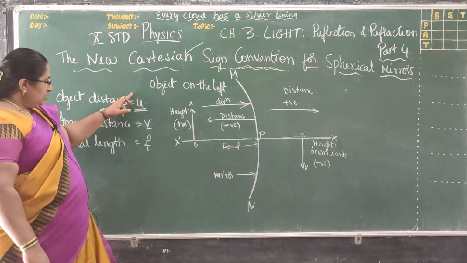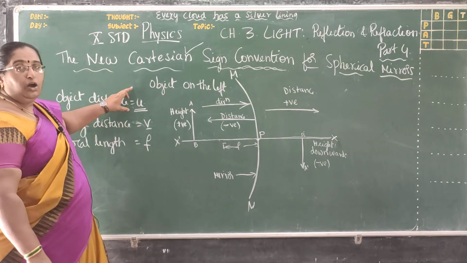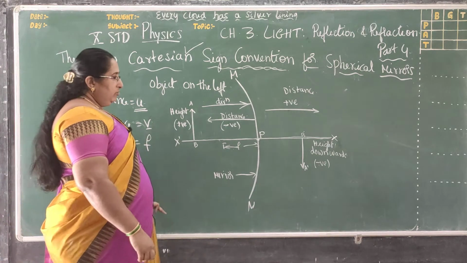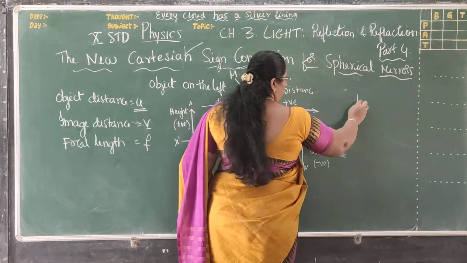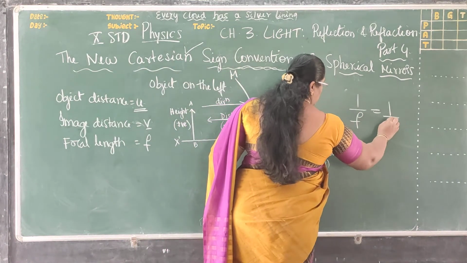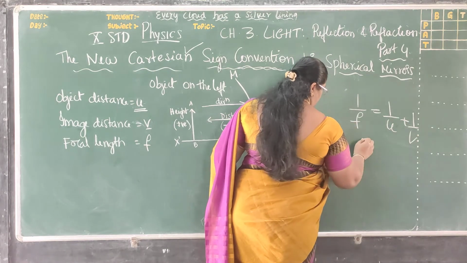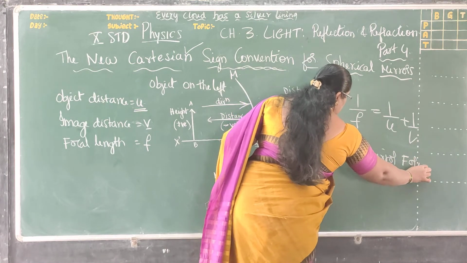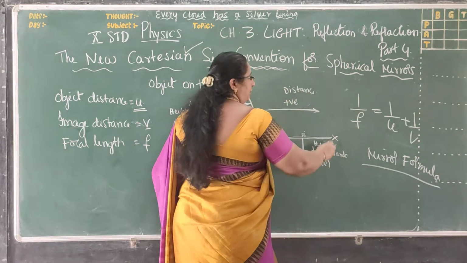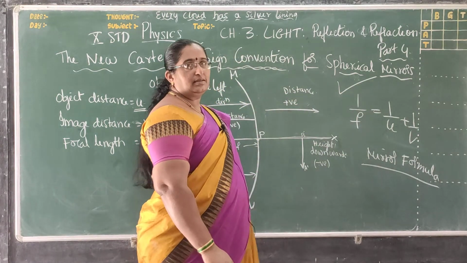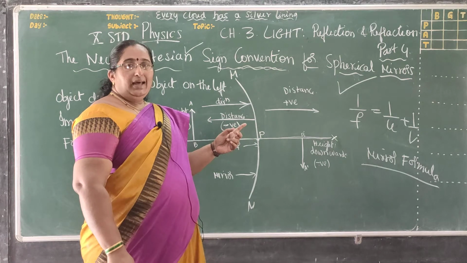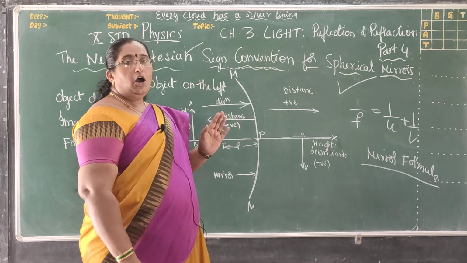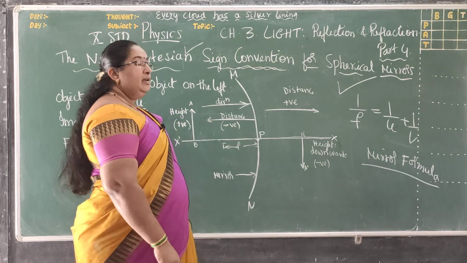And the relation between these three, that is the object distance u, image distance v, and the focal length f, is given by 1 by f is equal to 1 by u plus 1 by v, and this is called the mirror formula. Using this formula you have to solve the numericals. The reciprocal of the focal length is equal to the reciprocal of the object distance plus the reciprocal of the image distance.